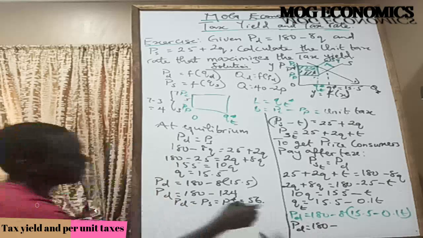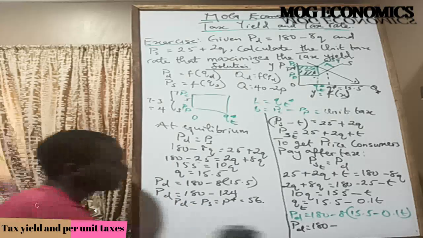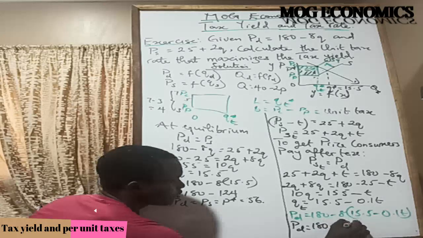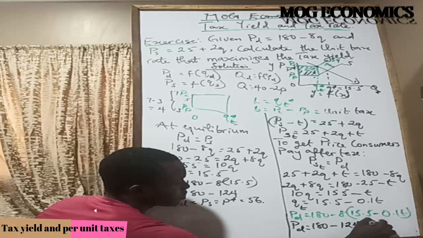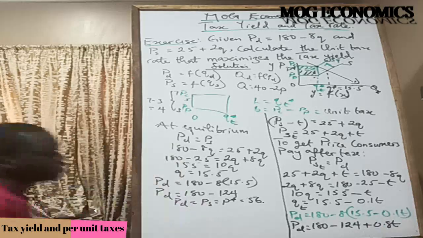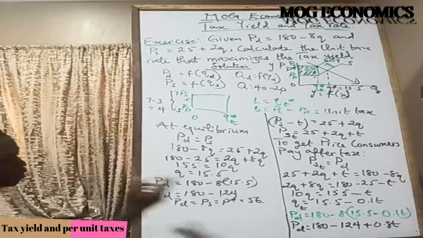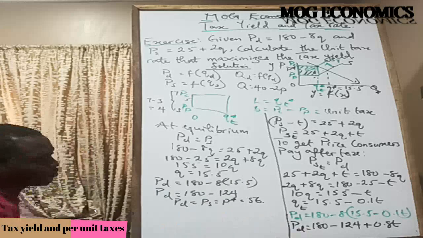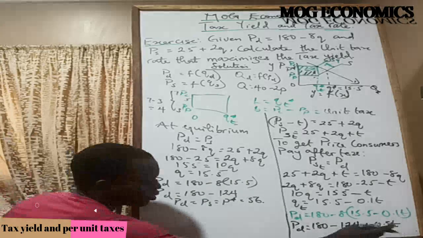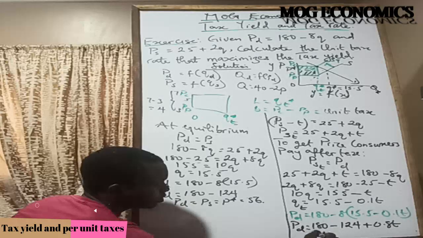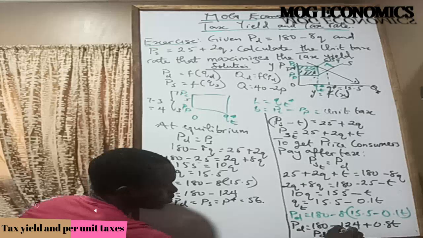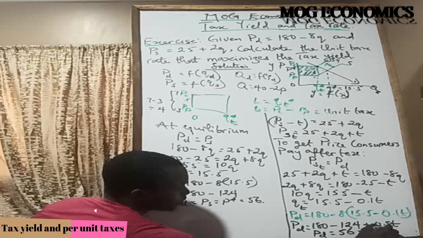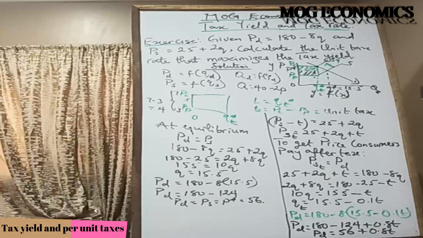180 minus 8 times 15.5, you've done that one before. So you have 124, then minus times minus is plus 0.8T. Looking at this alone, you realize that the price consumers are paying now will be more than before, because you have a plus here, plus 0.8T. So PD equals 56 plus 0.8T. That's the price that consumers are paying now after tax.